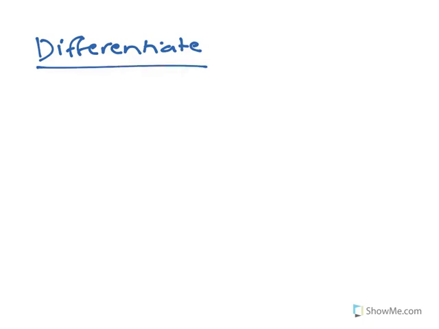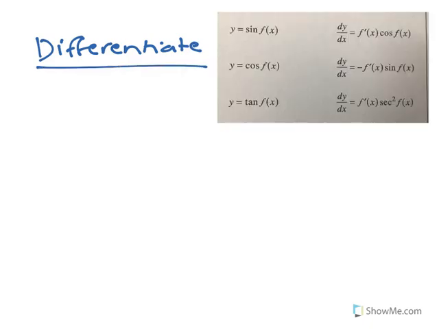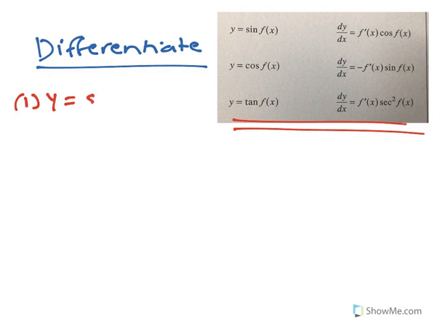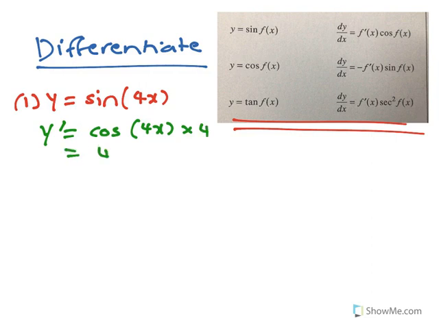Alright, so what we're going to do is use these rules to differentiate each of the functions. That's the formula, it's on the formula sheet. So if you're going to differentiate, say, y equals sine of 4x, then y dash will be, sine will go to cos 4x, and then times the derivative, which is 4. So the derivative of 4x is just 4. So it's 4 cos 4x.